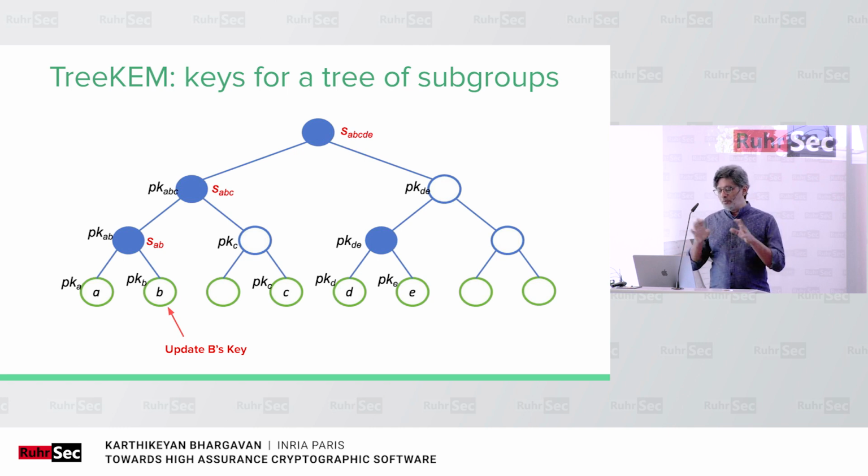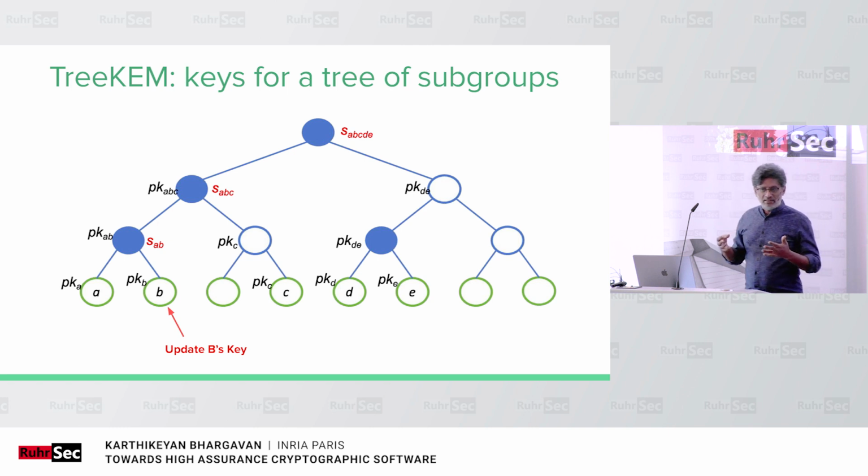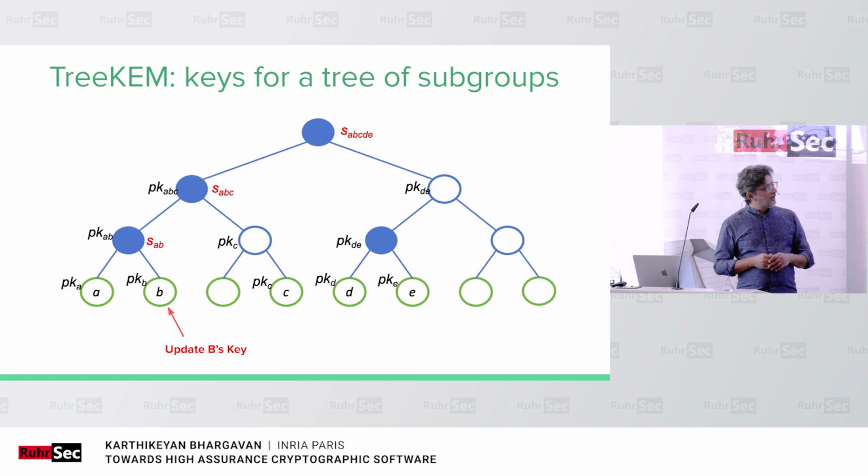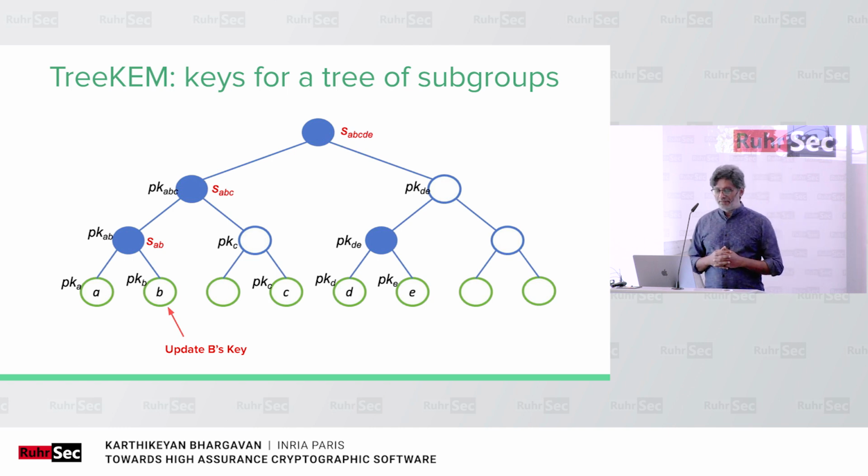So what the protocol does is that it maintains private-public key pairs for every node in the tree. The leaves themselves have their own public-private key pair, but that's like the long-term private-public key pair that they have. But they can also update this over time. They start with their long-term key, and then they update it over time. So suppose B here wants to update his public key from PK_B to PK_B prime. And of course, the private key as well.